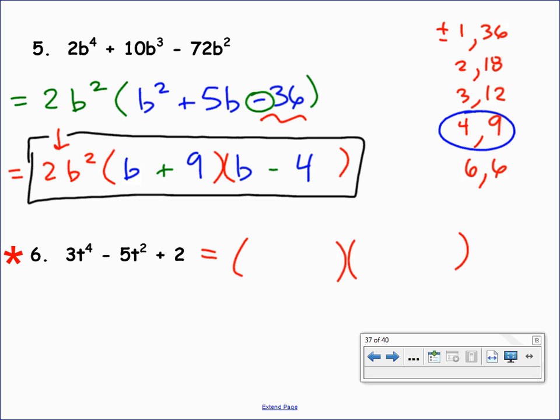Let's go ahead and consider my factors of the first. Plus and minus 1 and 3, that'll make things easy. Plus and minus 1 and 2, that'll make things easy. And we'll try 3t and t. And we'll try 1 and 2.